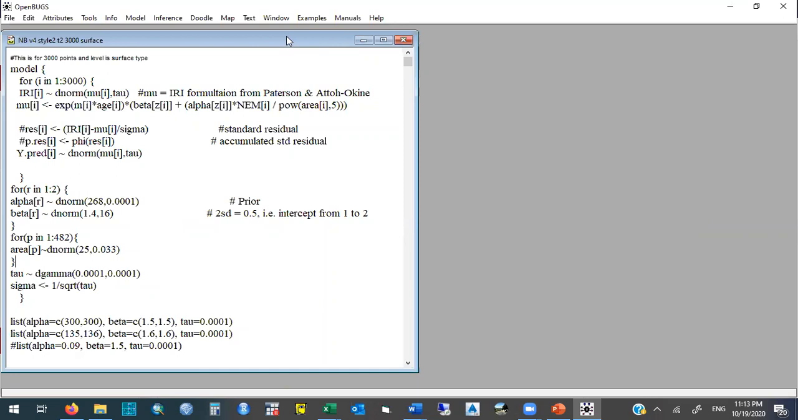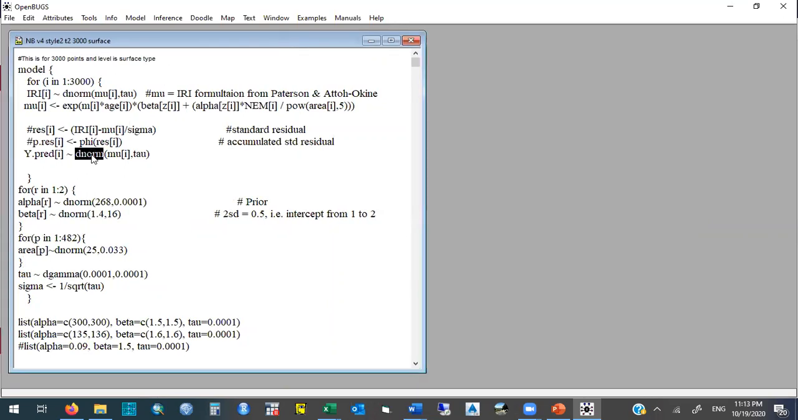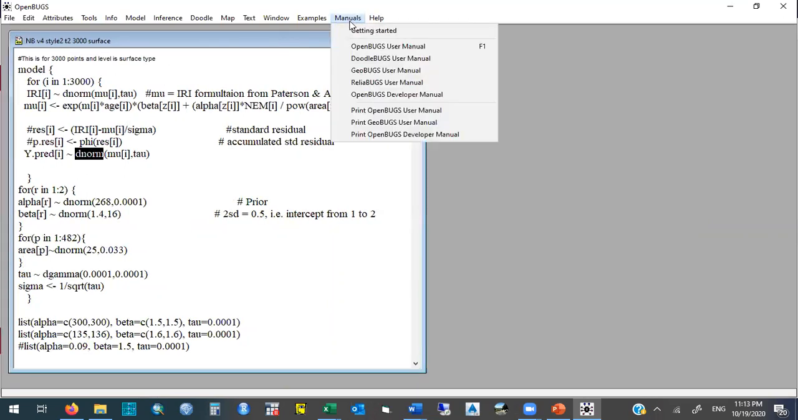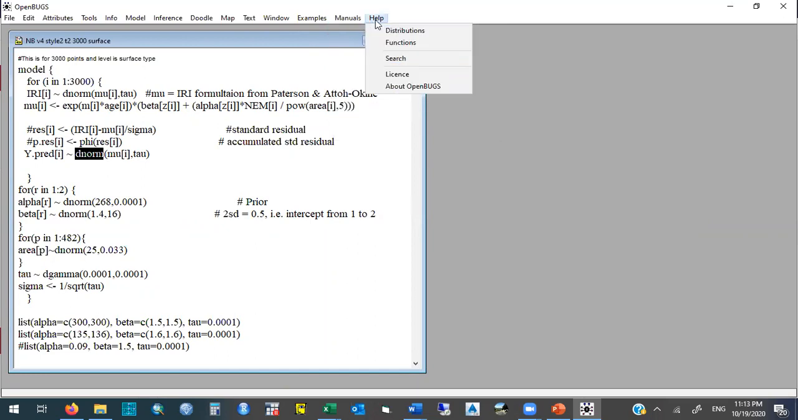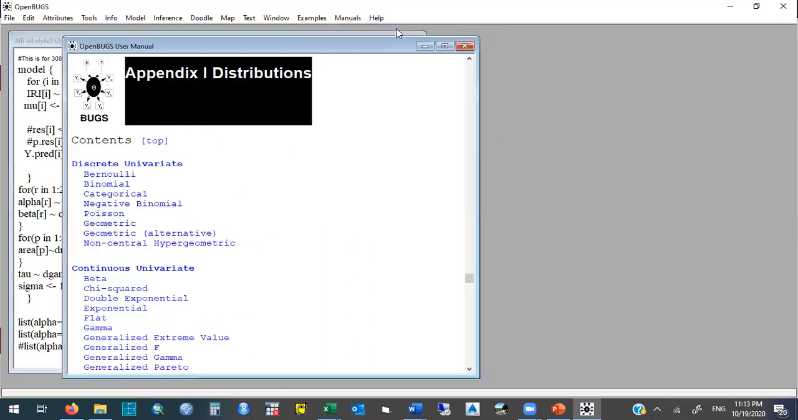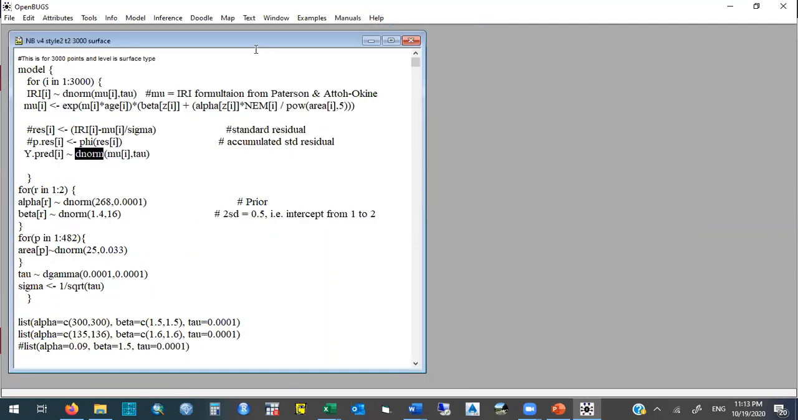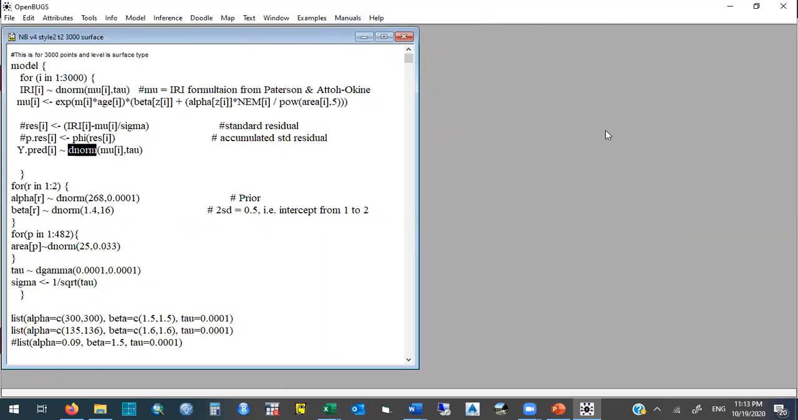I mean, we have been using normal distribution. Oh, yes, there are other distributions. You have the manuals here, and you actually can do this with spatial information if you want, with this one. And you have the distributions here: Bernoulli, binomial, negative binomial, Poisson, geometric, okay? We're using normal in this case because we're trying to simplify, but you can have any other distribution.